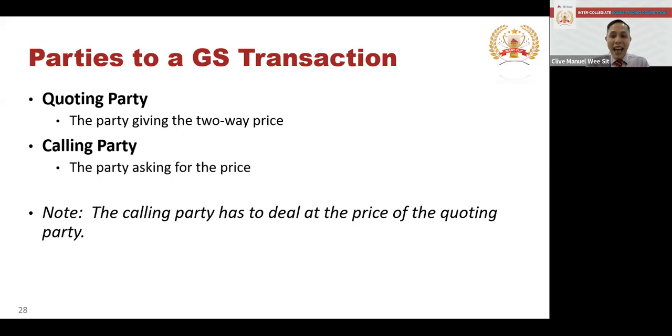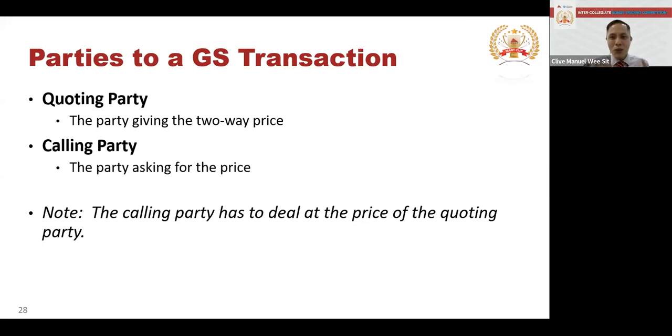On the flip side, I can also be a client who wants to sell a government security. So if I want to sell a government security, I am looking for a bid. So I'll approach a GSED, who is the quoting party or the market maker, who can show a bid on this. He will say that I am buying this government security at this level. So again, I as the client, I am the calling party because I am the one asking for the price.